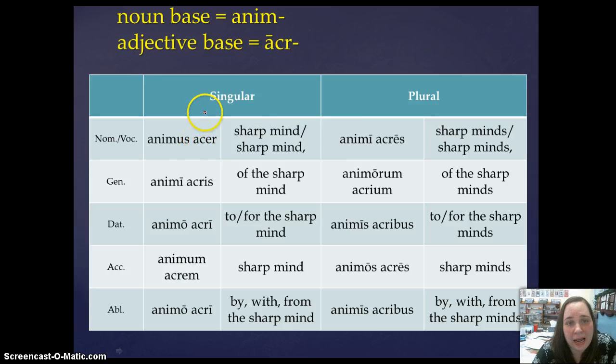So, animus acer, a sharp mind, animi acris, of the sharp mind, animo acri, animum acrem, animo acre, animi acres, animorum acrium, animis acribus, animos acres, and animis acribus, okay?